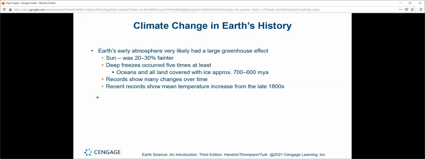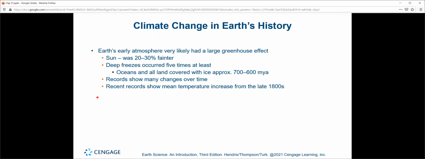Climate change in Earth's history. The Earth's early atmosphere very likely had a rather substantial greenhouse effect, given that the sun was thought to be 20 to 30% fainter. Various deep freezes have occurred at least 5 times, these deep freezes being where the ocean and all the land is covered with ice. Most recently, we've talked about the Pleistocene glaciation deep freeze that went on.